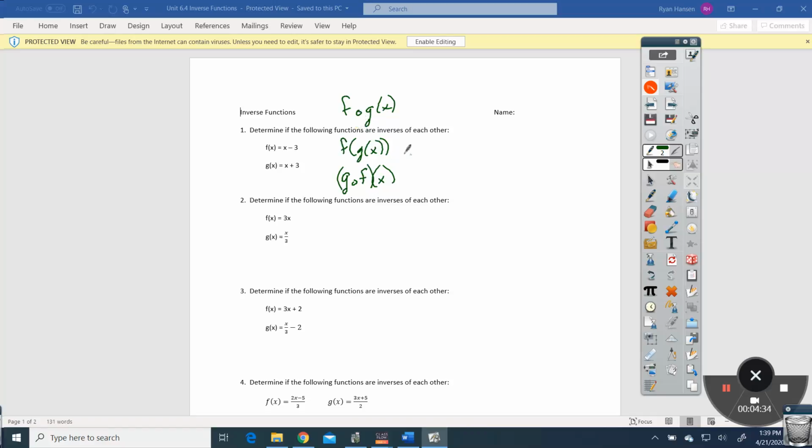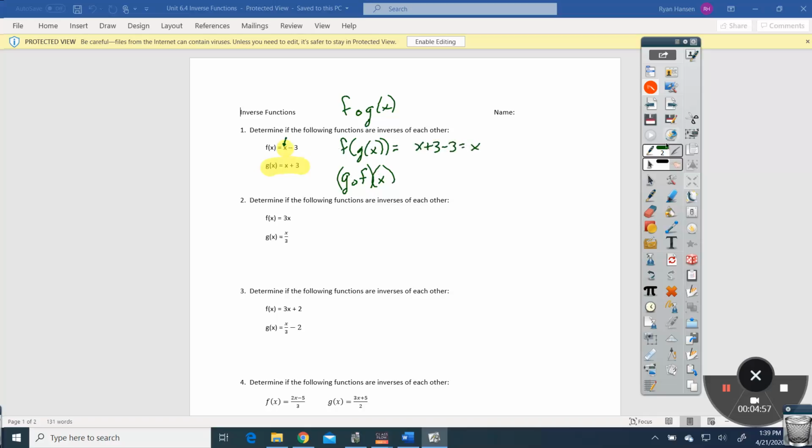So anyways, f of g of x. That means we're going to plug g into that x. So this equals x plus 3. I've replaced this x with the bottom one. And then we have the minus 3. So those go away and I'm left with x.